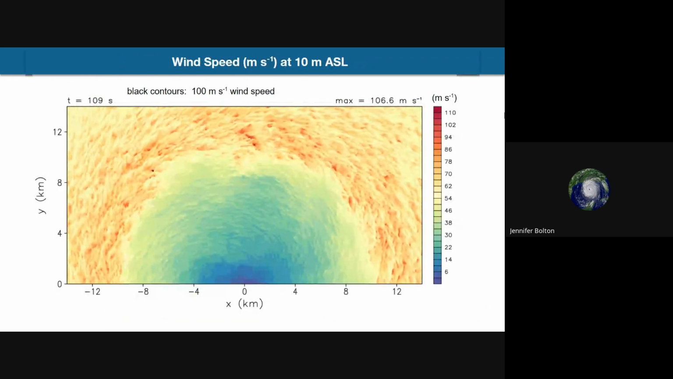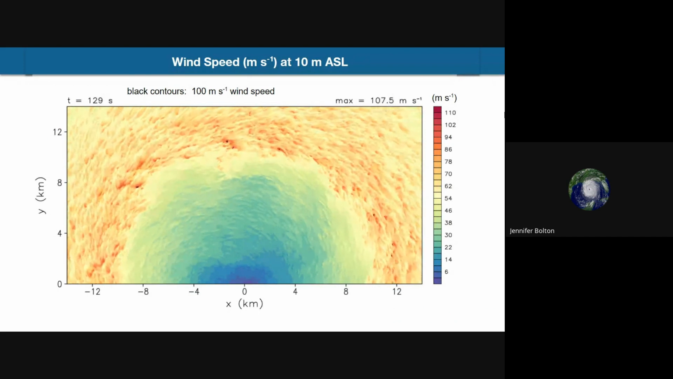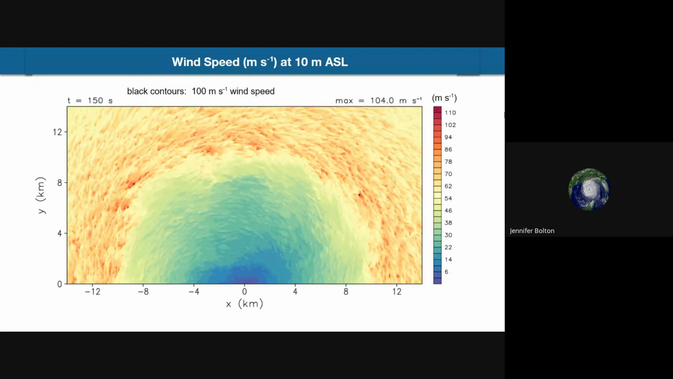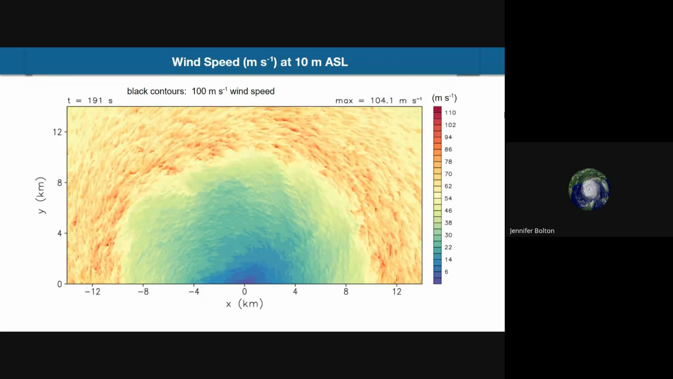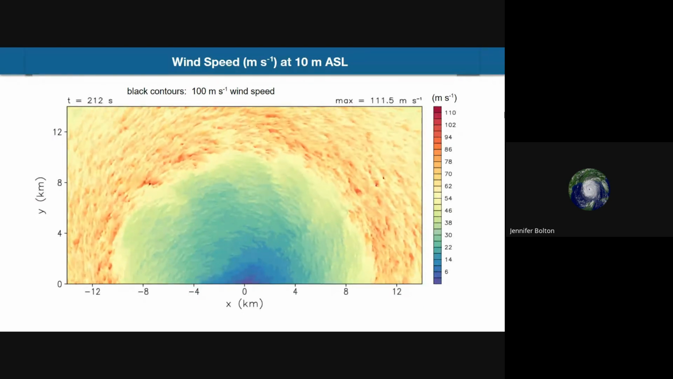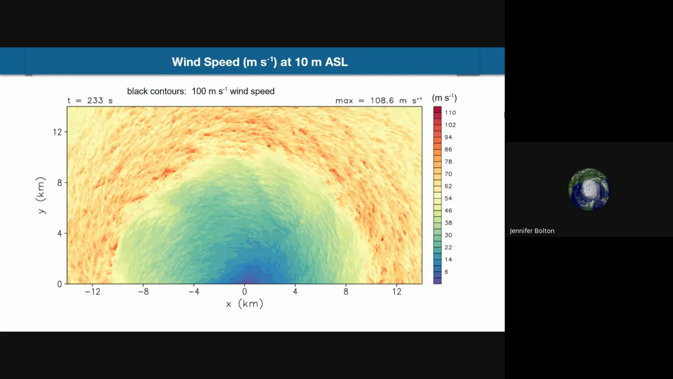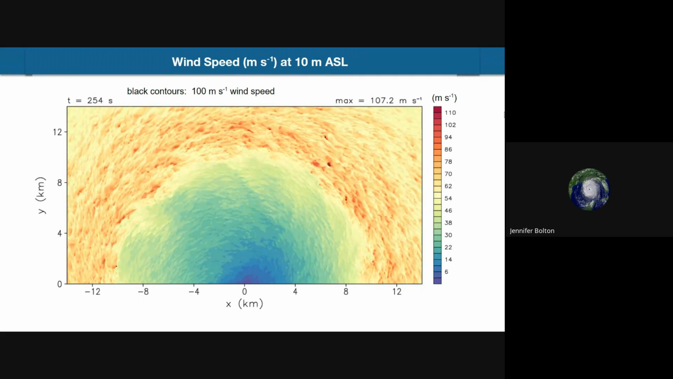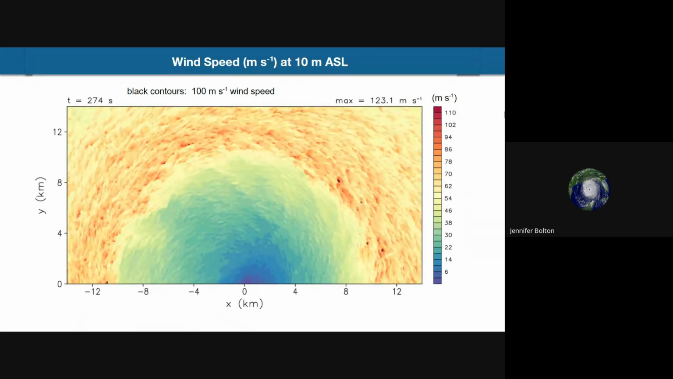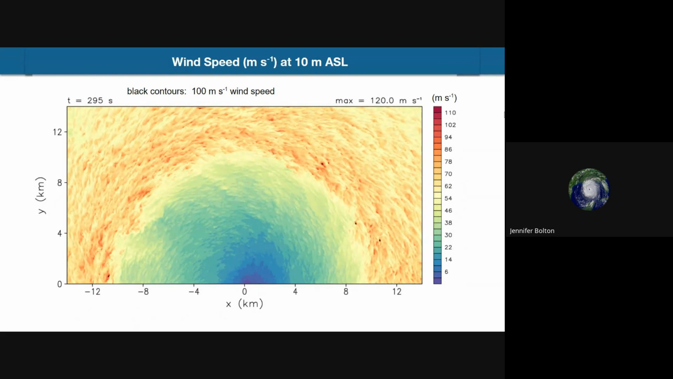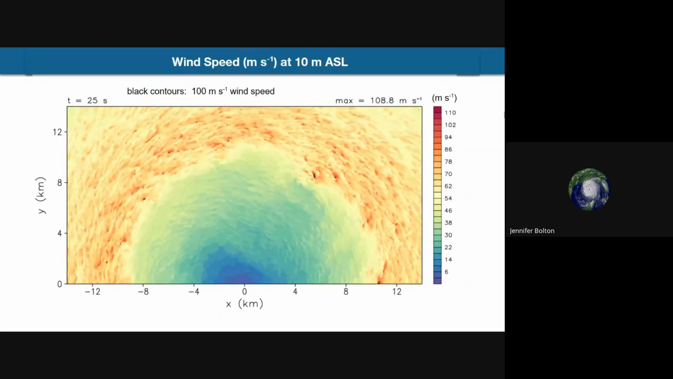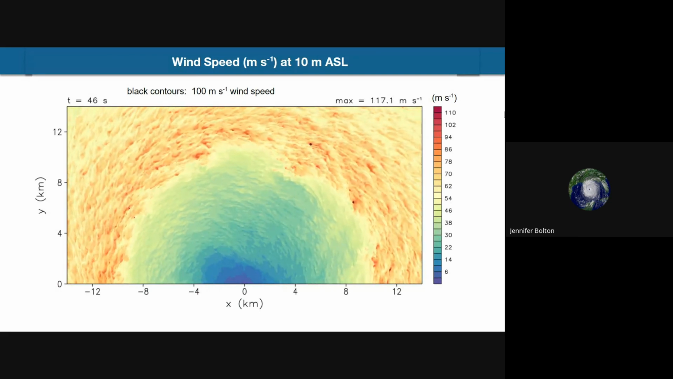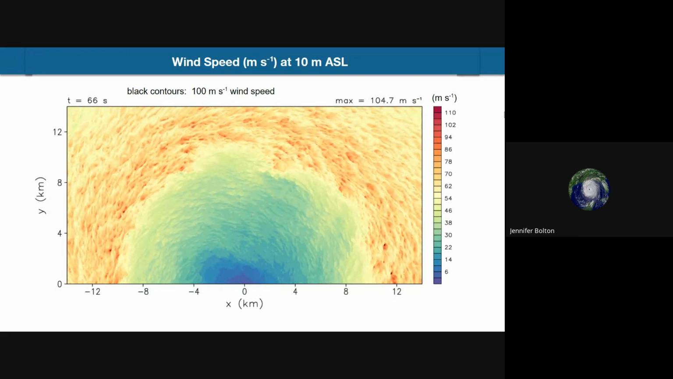So next slide, please. So here's what it looks like. This is kind of zoomed in on the north side of the eye wall. This is an animation. I'm surprised it worked. Most animations don't work for me. This is 10 meter wind speed. And you can see the eye where all the blues and green colors is. And then there's this very sharp transition to the eye wall. And you can see the reds are 90 plus meters per second. If you're really close, you might be able to see the black contours, which encircle 100 meters per second.